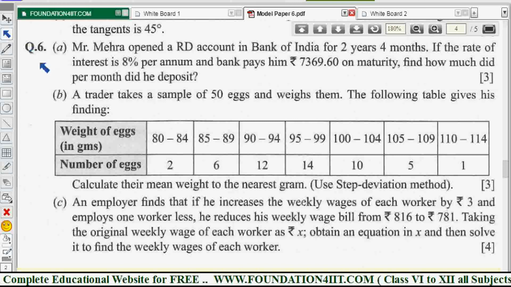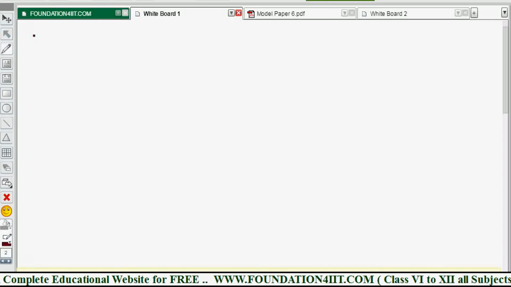In question number 6 of this paper, the first one is from recurring deposit, a banking topic. Mr. Mehra opened an RD account, a recurring deposit account, in a Bank of India for 2 years 4 months. You need to convert this into months. The rate of interest is 8% per annum and the bank pays him 7,369.60 on maturity. Find how much he deposited per month, that is, the monthly installment we need to find out. So let's take the given data and find the monthly installment.